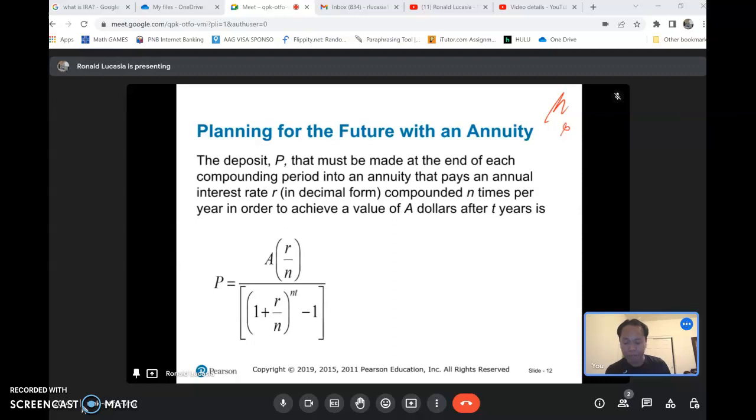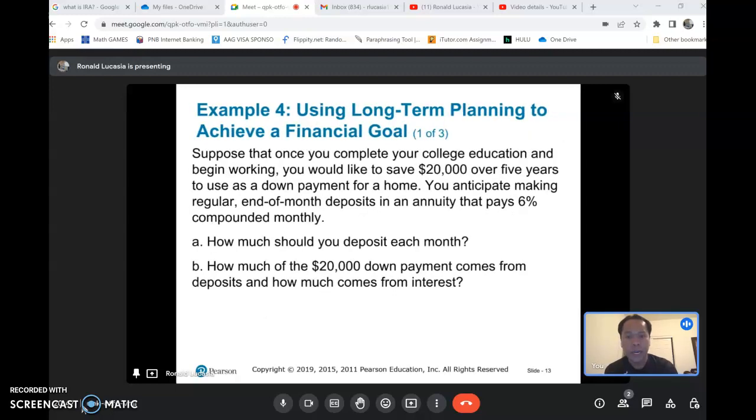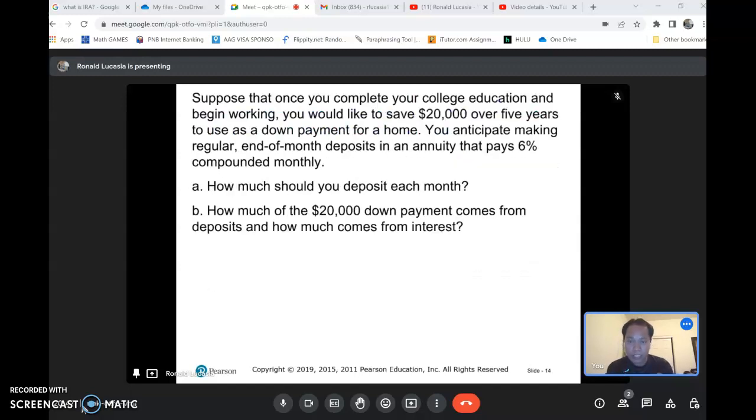For example, suppose that once you complete your college education and begin working, you would like to save 20,000 over 5 years to use as a down payment for a home. You anticipate making regular end of month deposits in an annuity that pays 6% compounded monthly. This is the same problem. How much should you deposit each month?